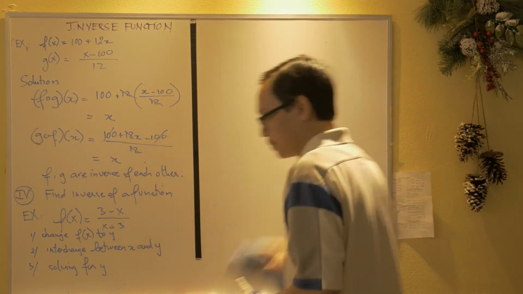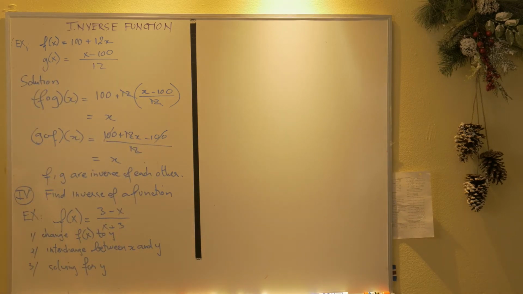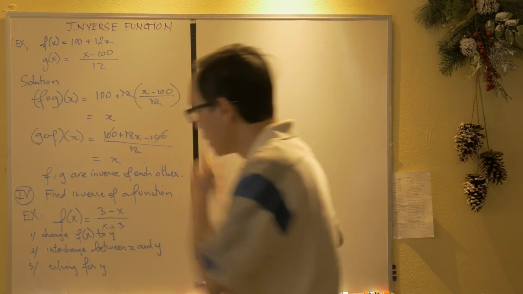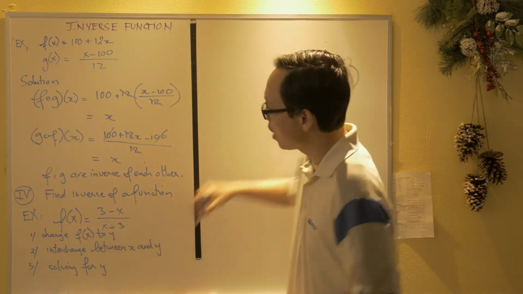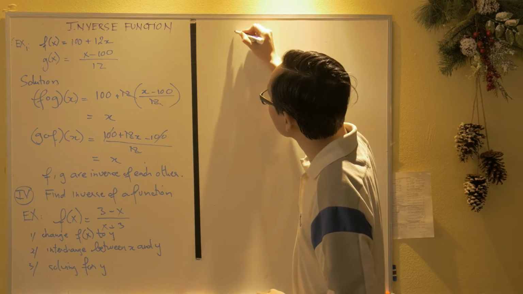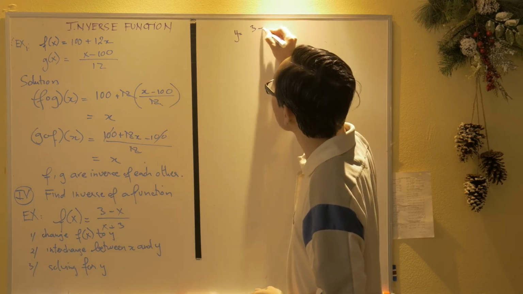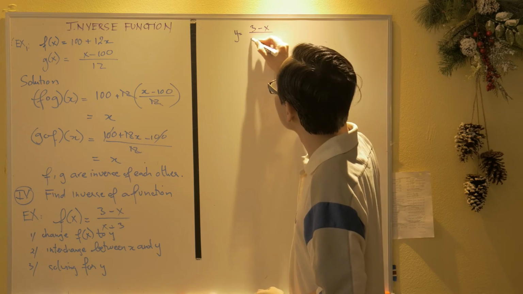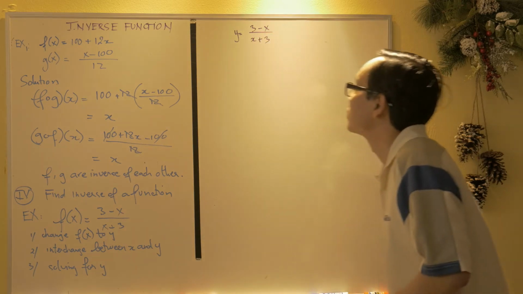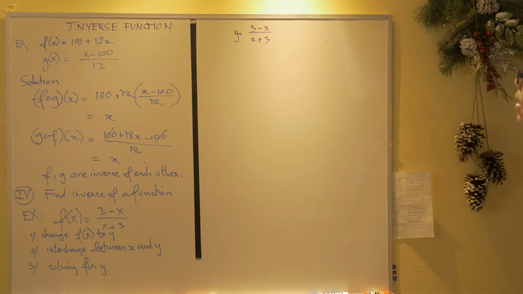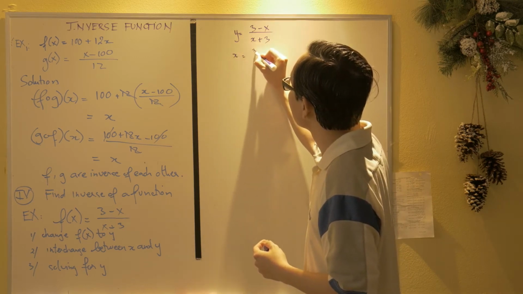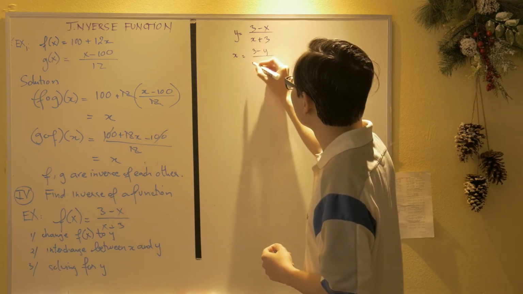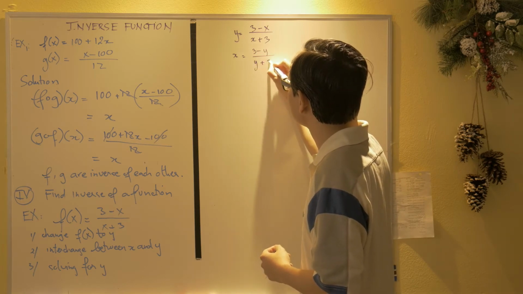Okay, let's see. Should be very easy, guys. So first step, I change f(x) to y, right? So f(x), I change it to y, so it becomes y equals (3 minus x) over (x plus 3), right? Then I interchange, I swap x and y, so y becomes x, and x becomes y.